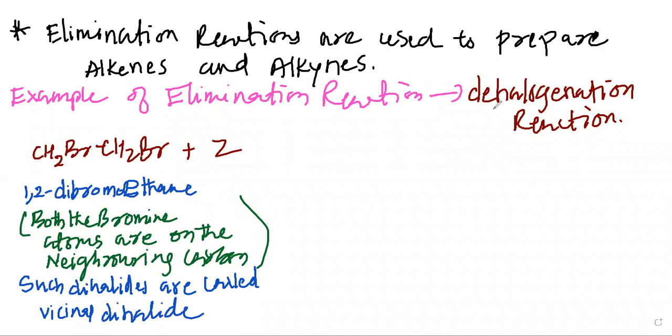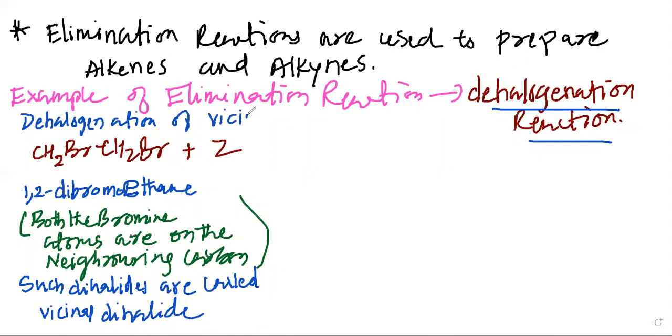So dehalogenation reaction takes place into the vicinal dihalide. Dehalogenation of vicinal dihalide. My dear students, what do you mean by vicinal dihalide? Vicinal dihalide is a dihalide in which two halogen atoms are present on the neighboring carbons. And this compound's IUPAC name is 1,2-dibromoethane.